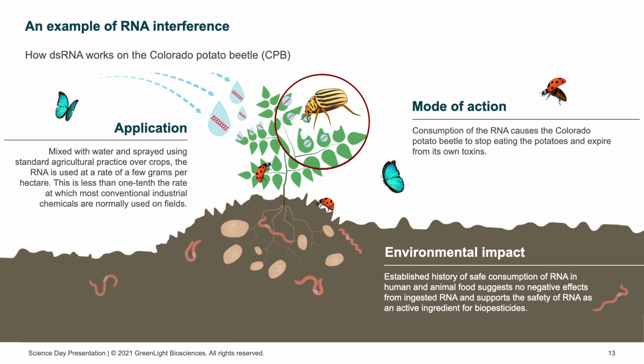What's also great about RNA, though, is it's sequence specific. So it's been designed, and it will work against the beetle, but it will generally leave things like birds, bees, butterflies alone because the sequence was not designed to target them and only the beetle.